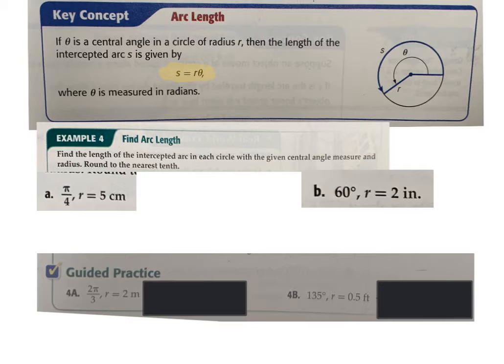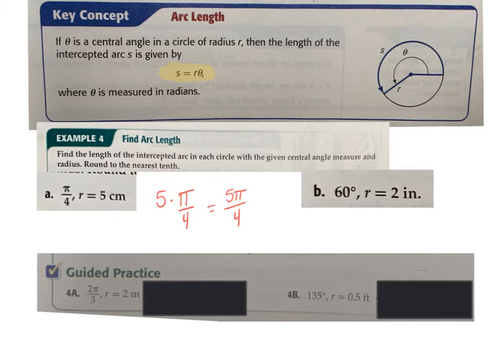For the first example, they gave it to us as pi over 4 in radians. They want the arc length. Well, it's my radius, which is 5, times my measurement of my angle in radians, pi over 4. That's rather simple. The answer is 5 pi over 4. Easy. Look at the next one.